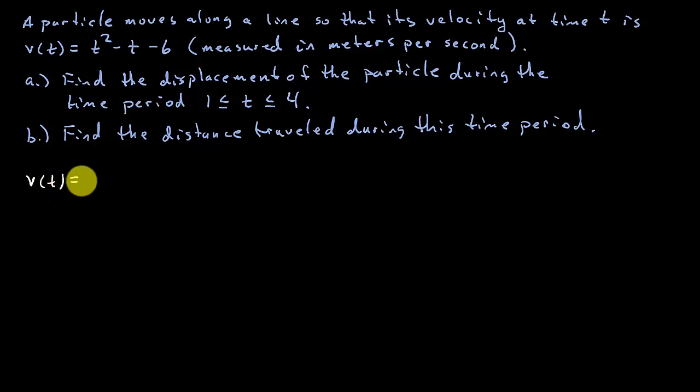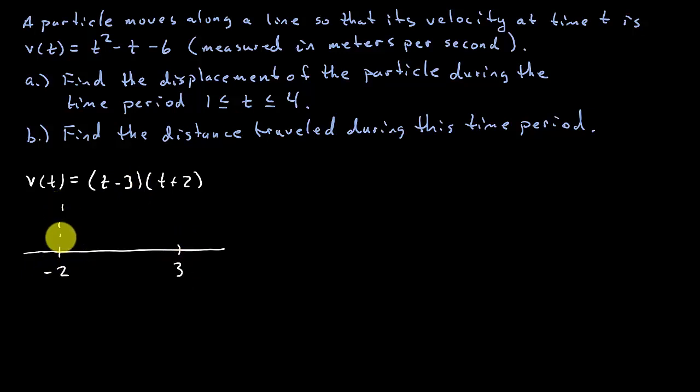So if we take our function v of t, and we've got t squared minus t minus 6. If we factor that, that's t minus 3 times t plus 2. All right, and if we look at this on a number line, because if we set this equal to 0, we have zeros at what? Negative 2 and 3. And so let's split this up.